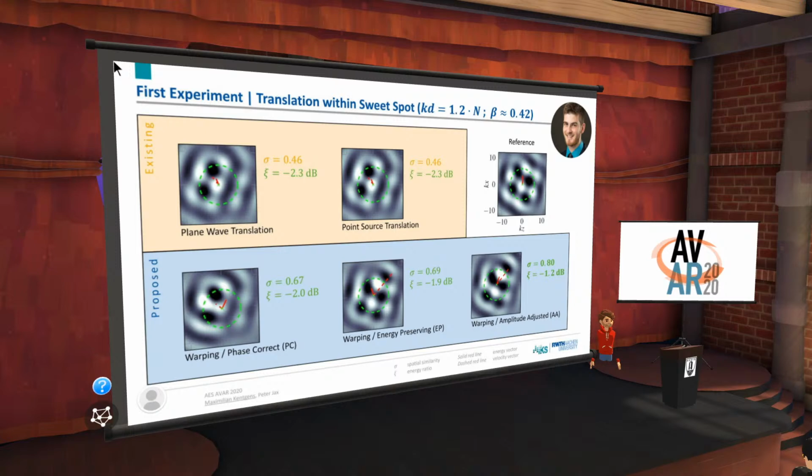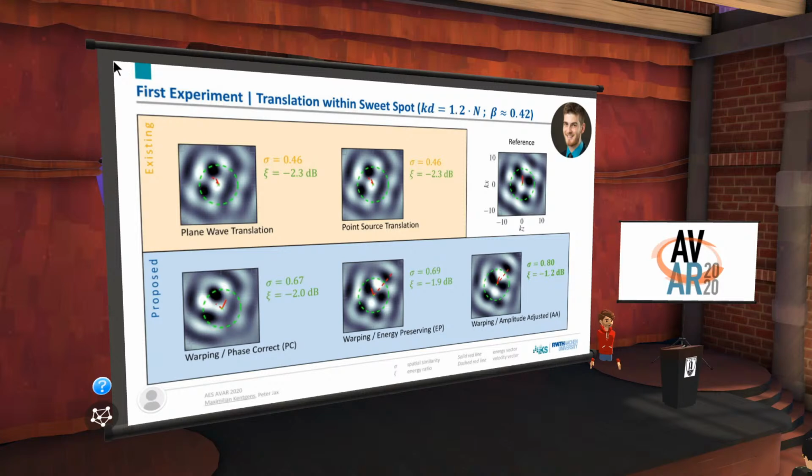A similar performance is achieved with the energy preserving warping variant. But now, if we have a look at the amplitude adjusted variant, you see that there's even an improvement with this in sigma and in psi.